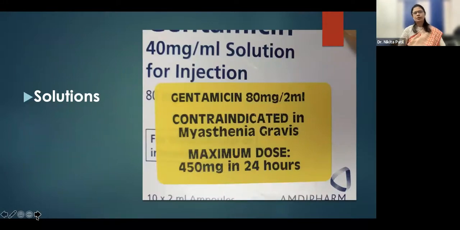How can we provide solutions? Yes, this is happening. Now, injection gentamicin has this yellow label already on it, showing that gentamicin is contraindicated in myasthenia gravis. Maximum dose will be 450 milligrams in 24 hours. This is a good method to avoid errors.